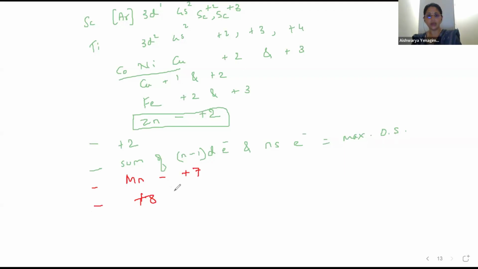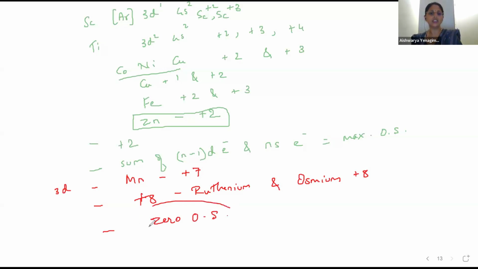Which elements show it? It is ruthenium and osmium. They show an oxidation state of +8. But when we talk about the 3d series, the highest is shown by Mn, that is +7. In certain compounds, transition metals also exhibit zero oxidation state. This we will be discussing in the coming chapter, coordination compounds. That is the reason why they form coordination compounds with zero oxidation state.